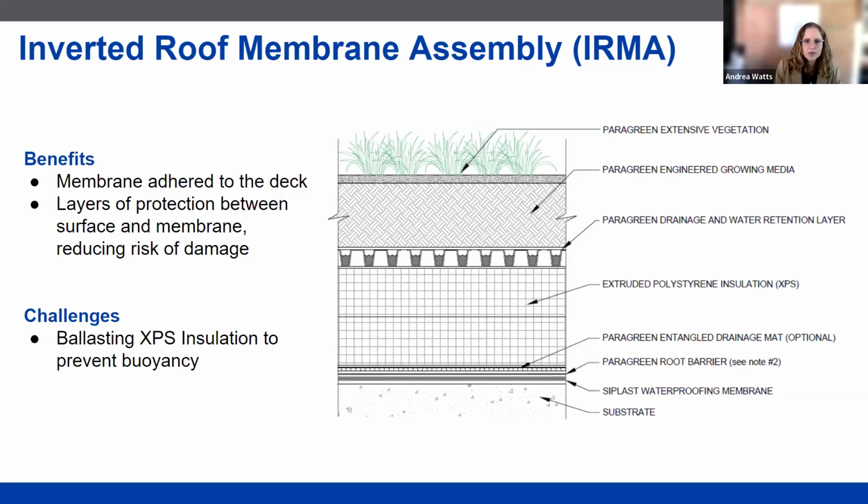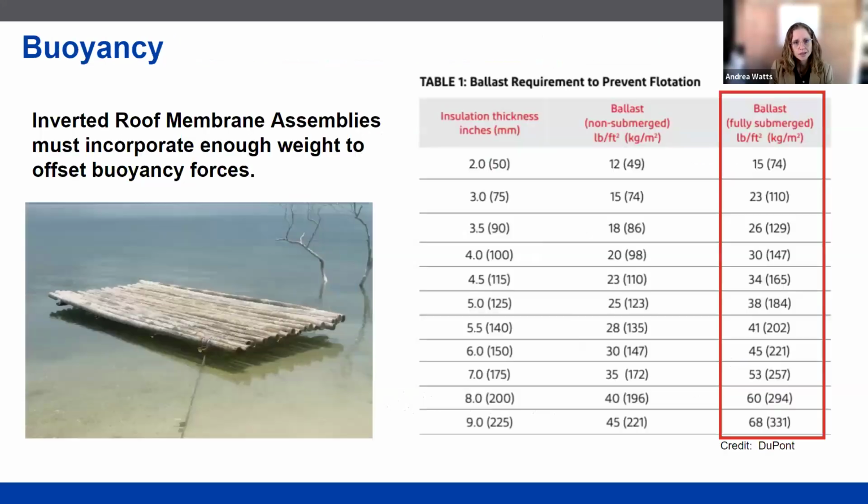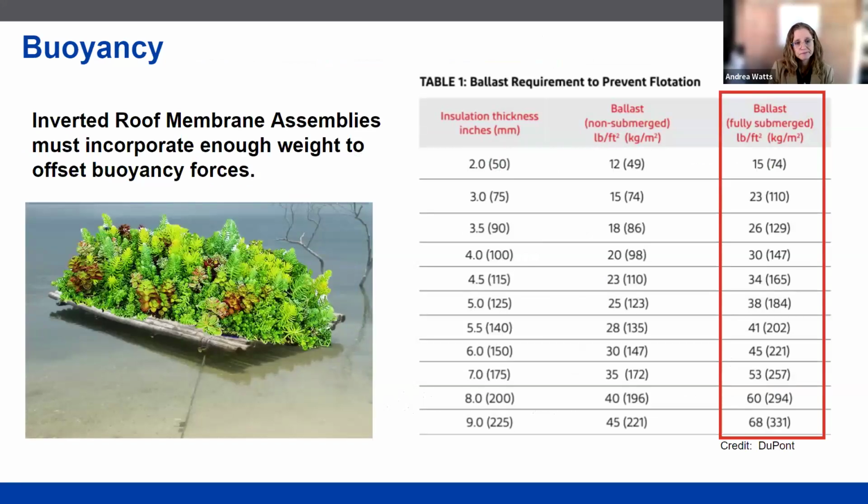The challenge with an IRMA roof is that XPS really is going to be the best insulation recommended due to its ability to withstand moisture. So we've taken away some of those options for insulation if that's an important factor for your project. However, XPS is light, so we're not adding a lot of extra weight, but that means we also have to make sure we have enough weight on top of it to prevent buoyancy so it doesn't float away. In other words, we need to prevent having a floating raft on top of our roof, right?